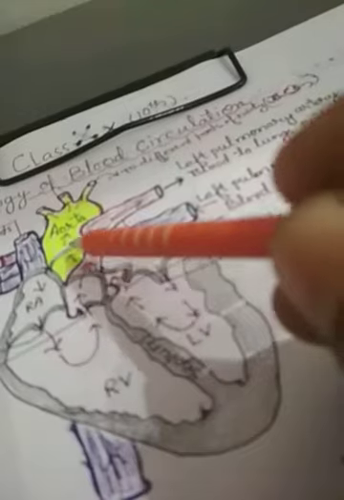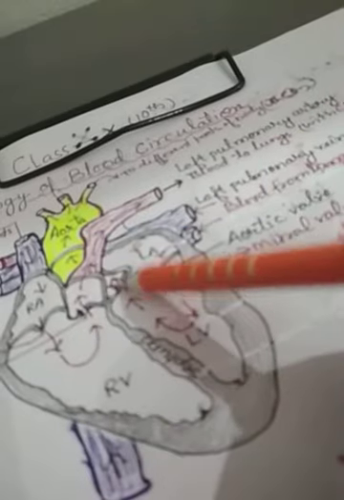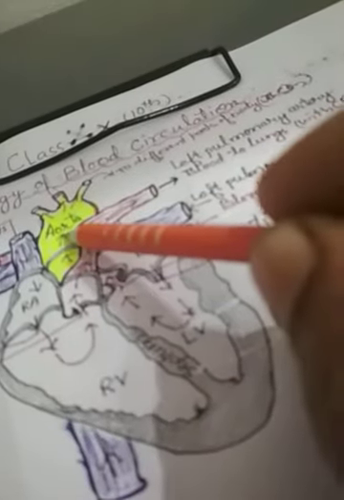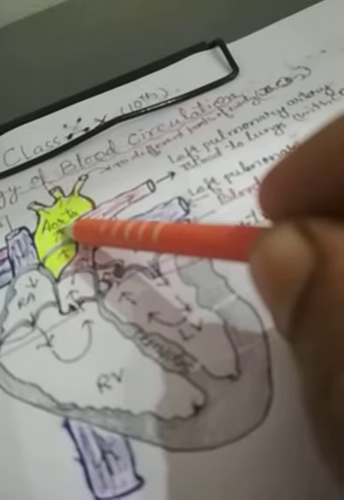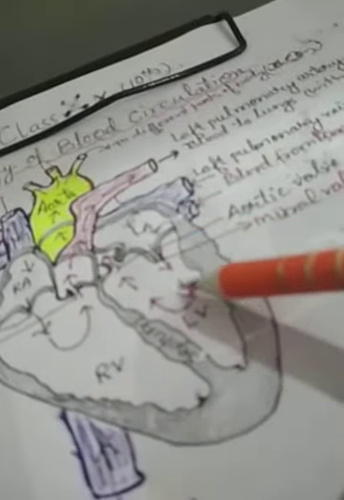This is the aortic valve, and this is the aorta, the dorsal aorta, supplying blood to the different parts of the body. Now my dear students, please learn this: how blood is coming into this left atrium.